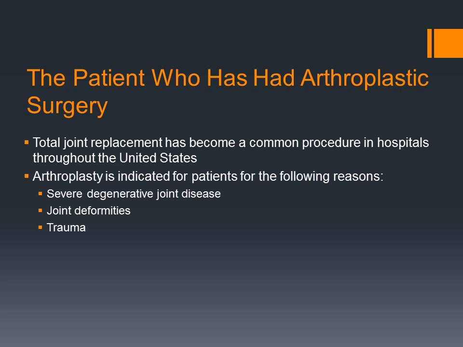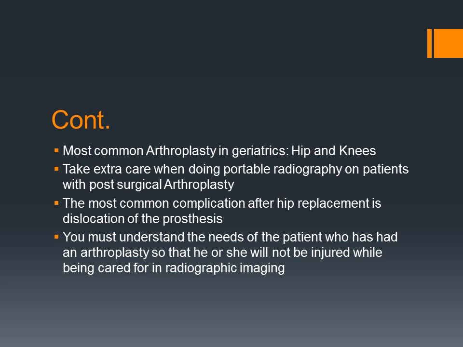The patient who has had arthroplastic surgery. Total joint replacement has become a common procedure in hospitals throughout the United States. Arthroplasty is indicated for patients with the following conditions: severe degenerative joint disease, joint deformities, or trauma. The most common arthroplasty in geriatrics is of either the hip or the knee. Take care when doing portable radiography on patients with post-surgical arthroplasty. The most common complication after hip replacement is dislocation of the prosthesis. You must understand the needs of the patient who has had an arthroplasty so that he or she will not be injured while being cared for in the radiographic imaging room.